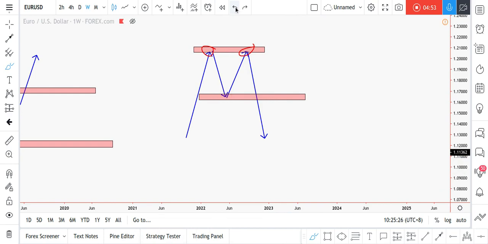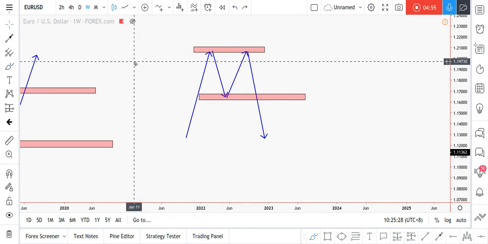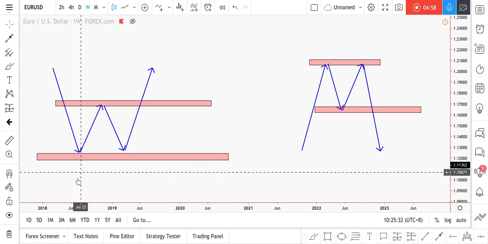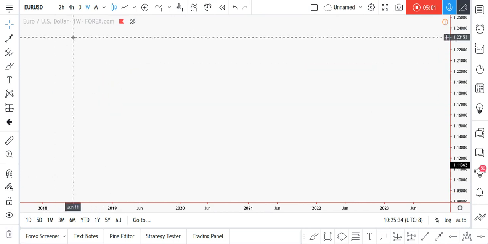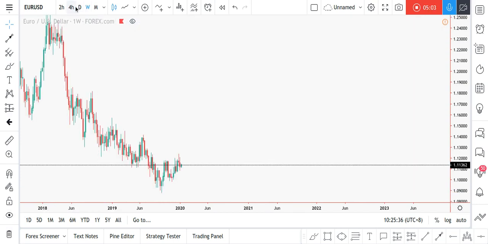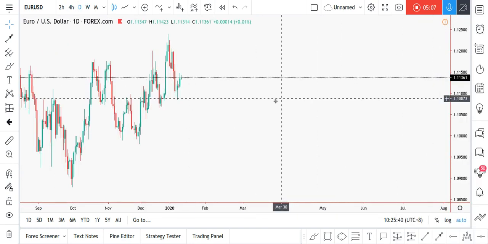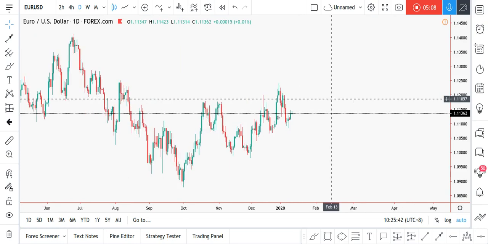So this is my take on M and W formations and how easy it is to actually profit off the market if you guys know what you're looking for. Now let's go on a quick live chart and have a look at what kind of patterns we can find in the market.